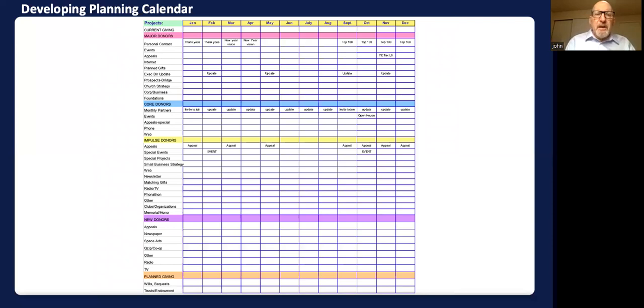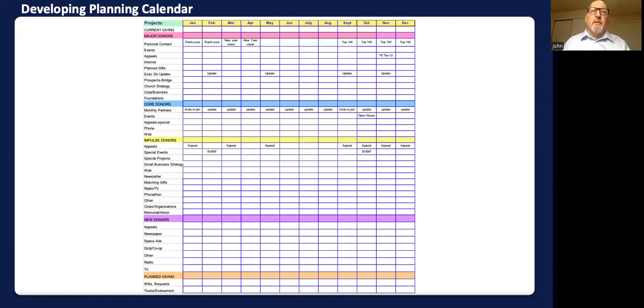All right. Now we don't have it filled in, but in the bottom is planned giving. That might be when you plan to do an event or a Wills kit or whatever. New donor things, activities, impulse donors. When are we sending out appeals? Well, this has it for January, March, May, and then September, October, November, December, the giving months.